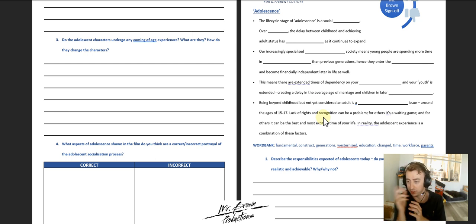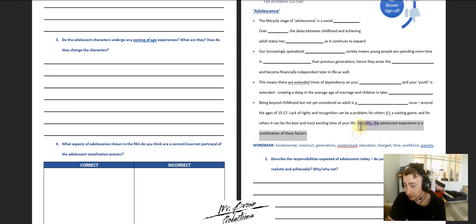And the one that you want to be immature in, they don't want you to, and the one you want to be mature in and respected, they want you to be immature for. So it's sort of like you can't win sometimes. This feeling of lack of rights and recognition can be a problem for a lot of young people. For others, it's a bit of a waiting game, and for others, it can be the best and most exciting time of your life.